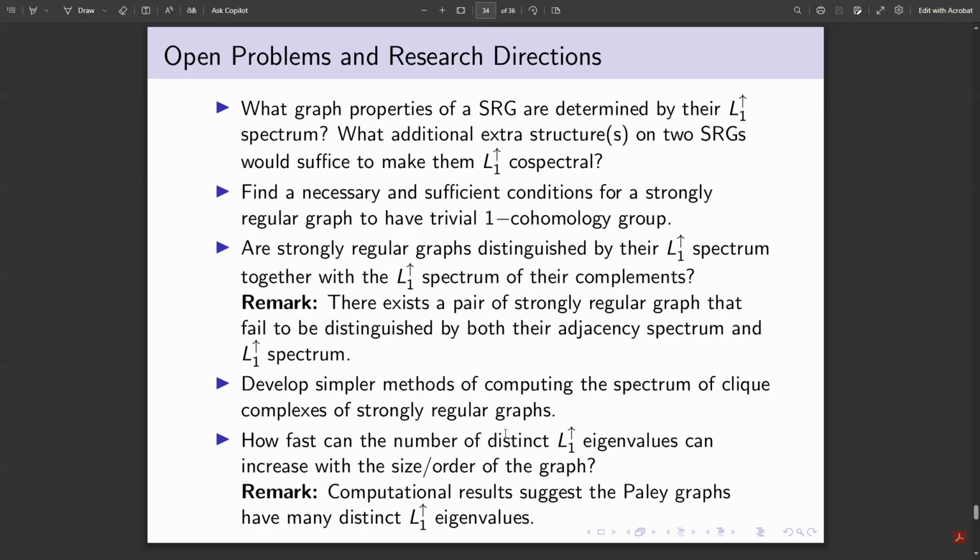One way to study this would probably be studying the characteristic polynomial of the graph, which is basically given by the L1 up matrix. That matrix, if you ignore the diagonal entries, can be viewed as the matrix of a signed graph. So I think there's something to study there. I haven't made any progress in that direction.